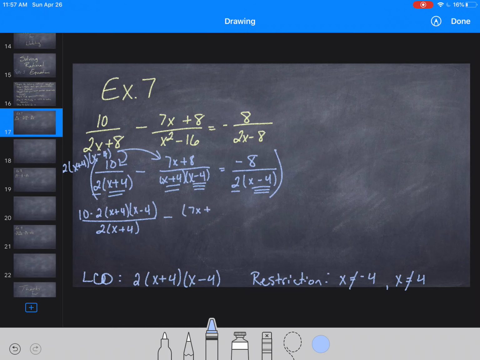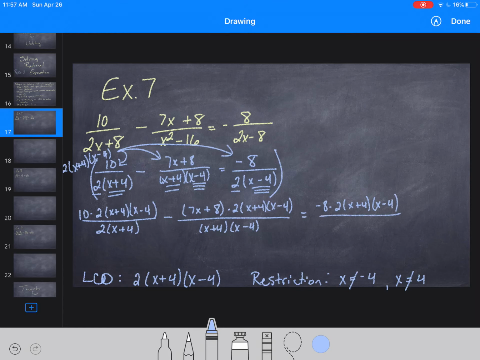I'm going to multiply in my LCD to my second fraction. Now be careful, there was already a binomial above my second fraction, so I'm going to make sure to put that in parentheses. I have 7x plus 8 times 2 parentheses x plus 4, x minus 4, all over x plus 4, x minus 4, equals, I'm going to multiply in my LCD to my third fraction. I end up with a negative 8 times 2 parentheses x plus 4, x minus 4, all over 2 parentheses x minus 4.